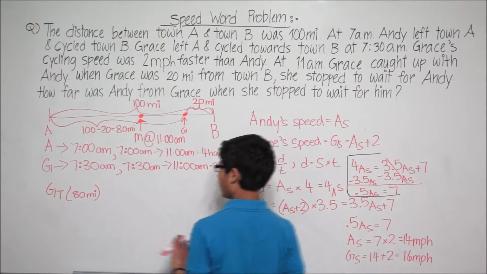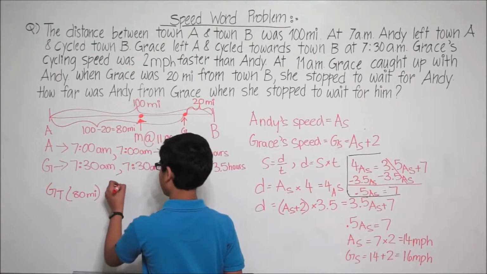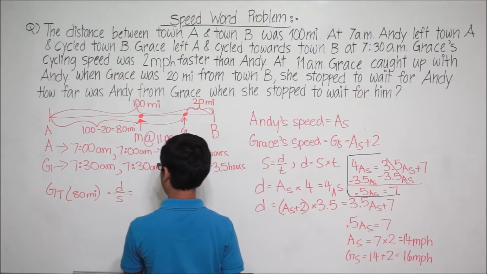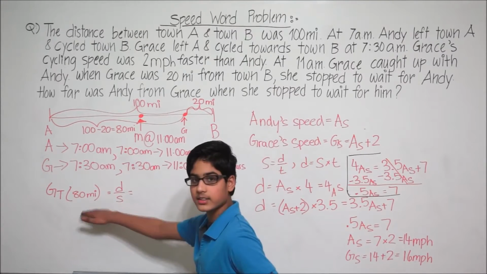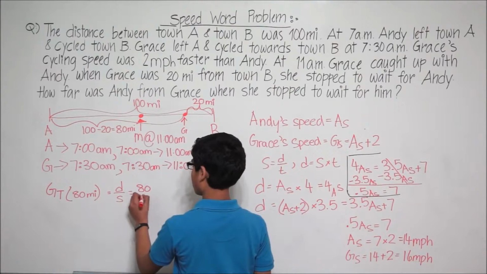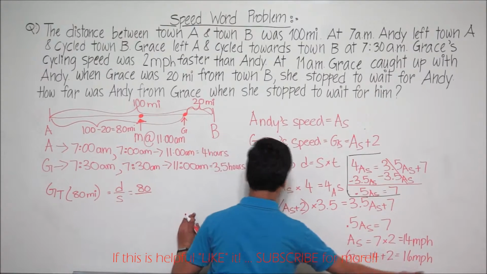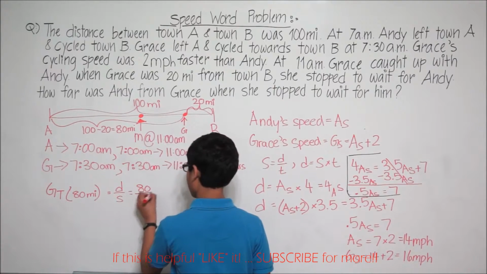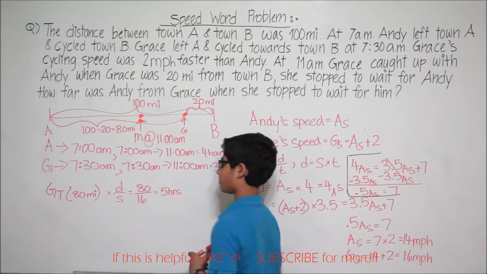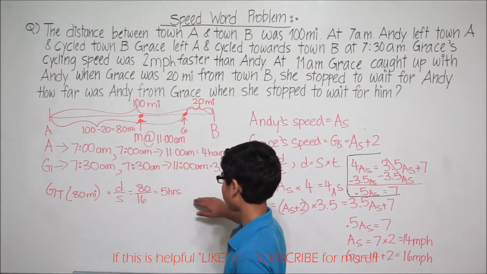Grace's time to travel the 80 miles is equal to the distance over the speed. And we know that the distance is equal to 80 miles divided by the speed, which is 16 miles per hour, is equal to 5 hours. So Grace's time is equal to 5 hours.